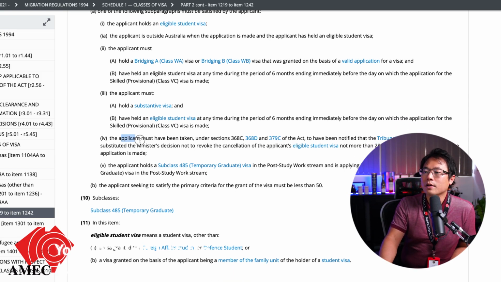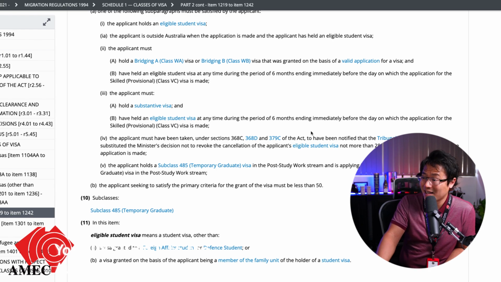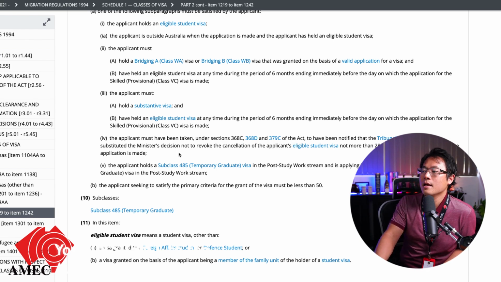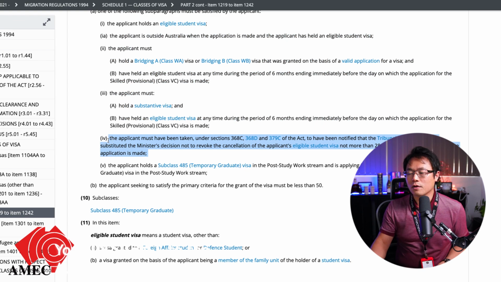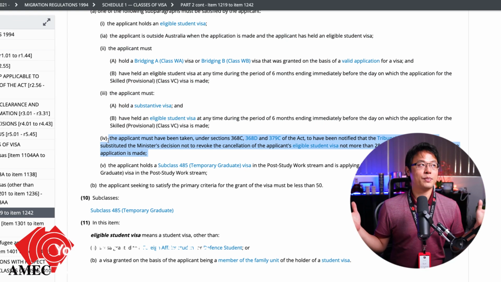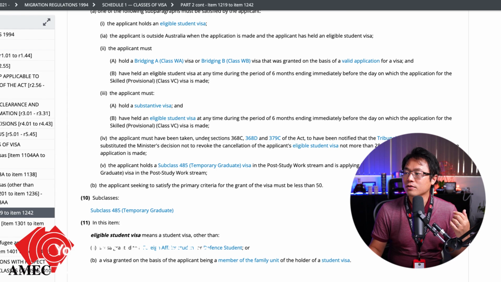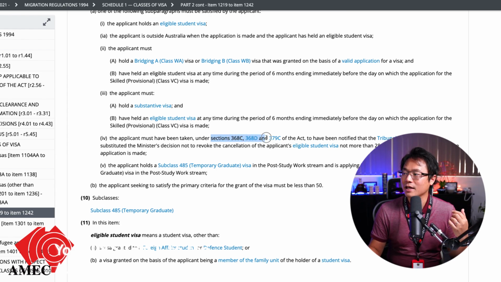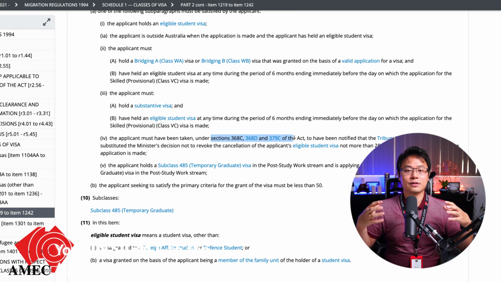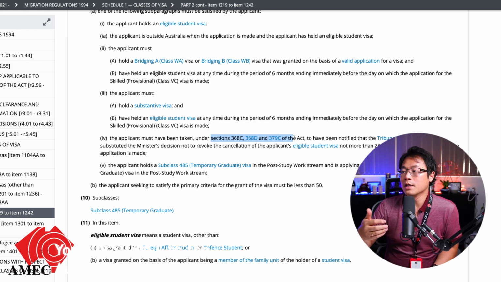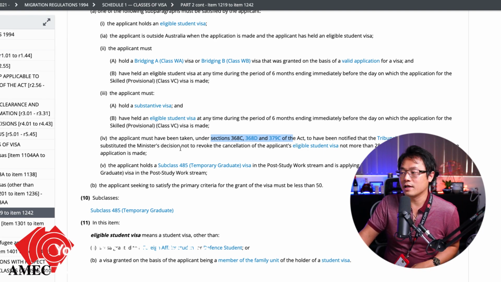Okay, number 4, the applicant must have taken action under sections 368C, 368D and 379C of the Act, where the tribunal has set aside the decision. So what is this? Some people lodge a 485 visa and get rejected. They appeal, and they win the appeal through the AAT, under sections 368C, 368D and 379C. The application is set aside and sent back to immigration. Then this clause will trigger, and you will be deemed to have that 485 visa application redeemed.